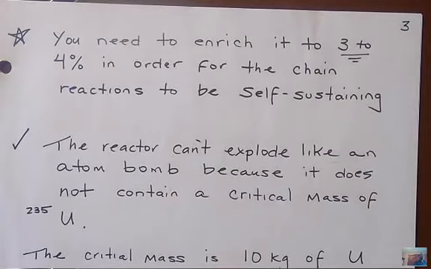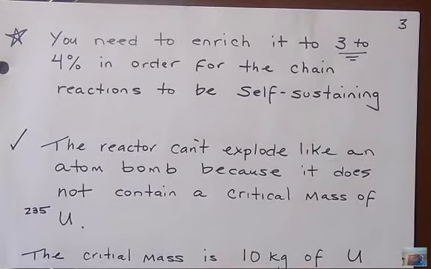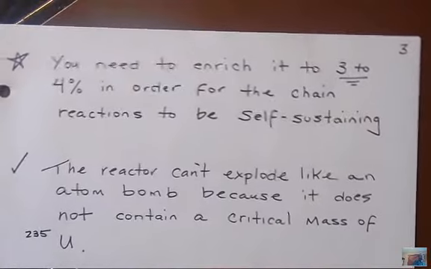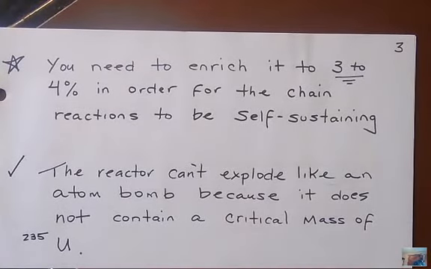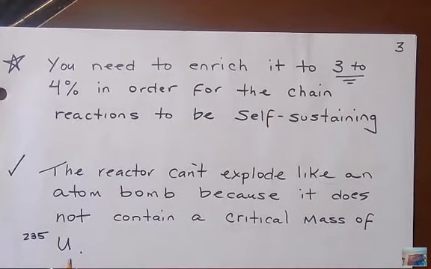The reactor can't explode like an atom bomb because it does not contain a critical mass of uranium-235. So a misconception that people have is that at the nuclear power plant, if it goes out of control, there could be a nuclear explosion. That's impossible. There's not enough fissionable material on site for that to happen, right? It's not physically located close enough for the chain reaction to continue to the point where an explosion could occur.